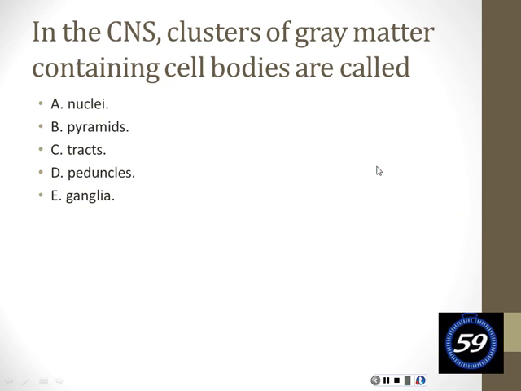All right. So we'll do a few questions here. In the central nervous system, clusters of gray matter containing cell bodies are called which of those things?